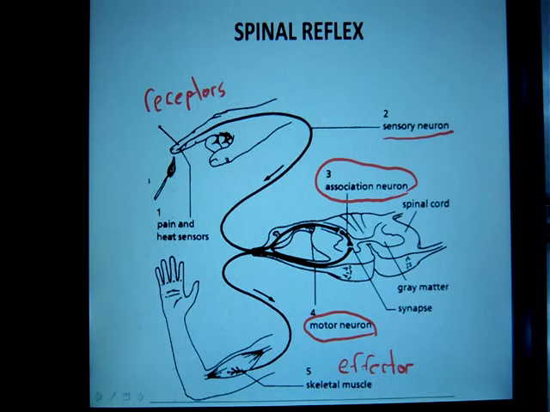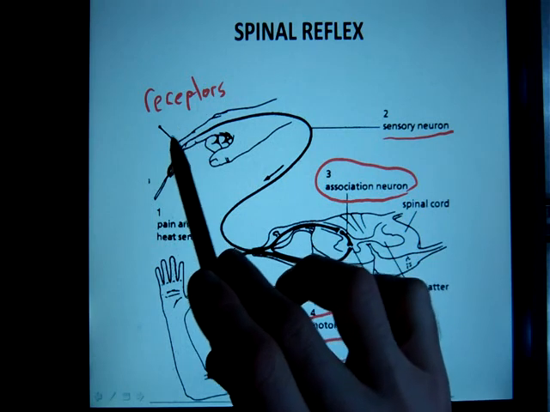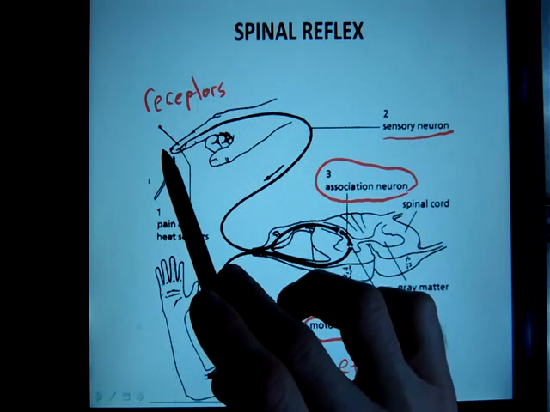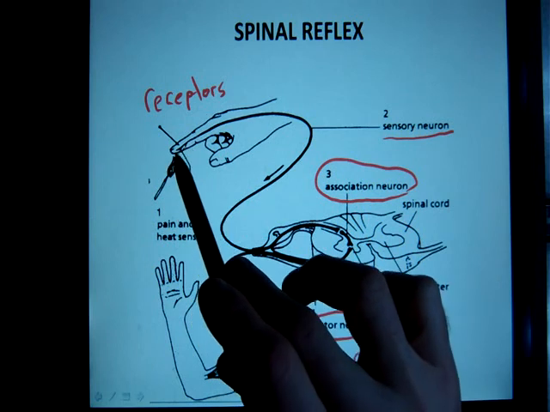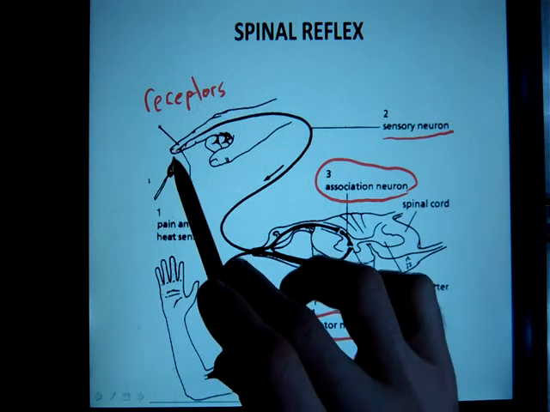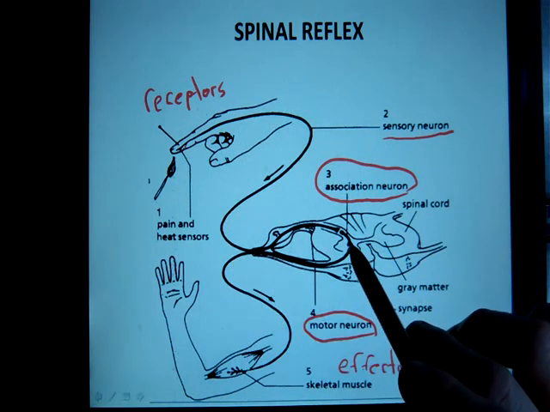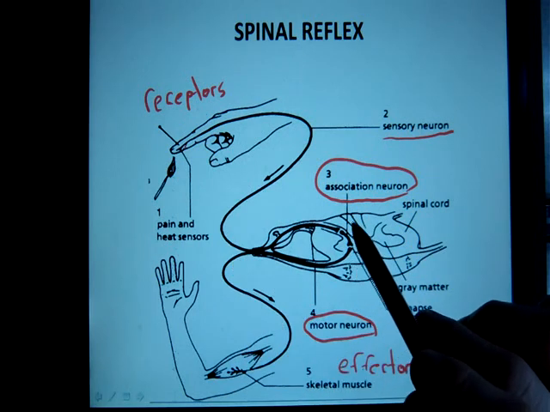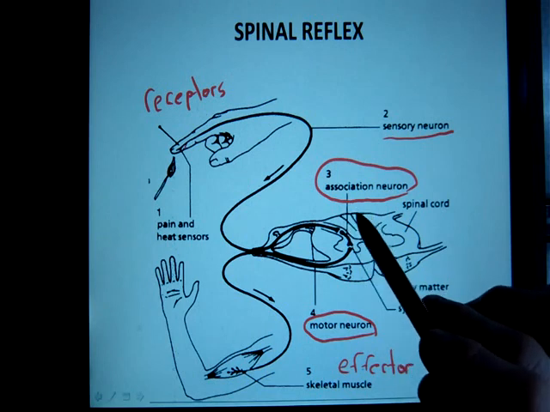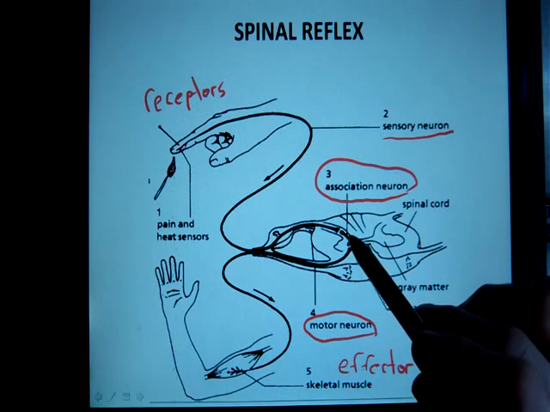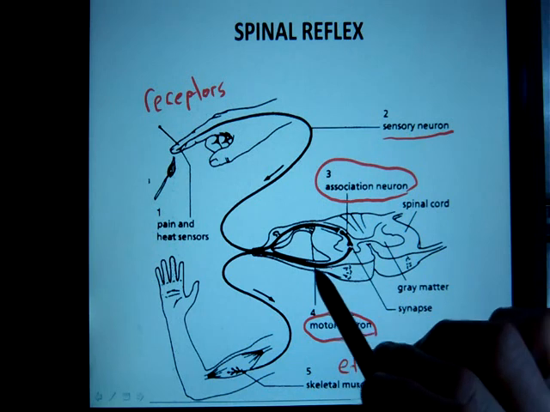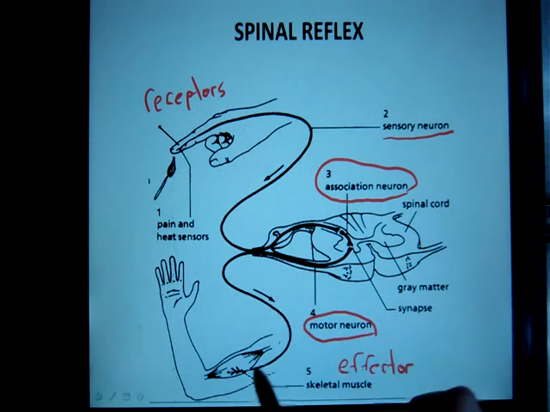So once again, really quickly, step number 1, the sensory receptor picks up the heat, picks up the temperature difference. Step number 2, the sensory neuron takes that information from the receptor and transmits it to the spinal cord where it communicates with an association neuron. The association neuron is step number 3. Step number 4, it communicates with a motor neuron, which takes that information down the arm to the skeletal muscle, and when it gets there, it tells that skeletal muscle to contract. And that's step number 5, and that's the effector.